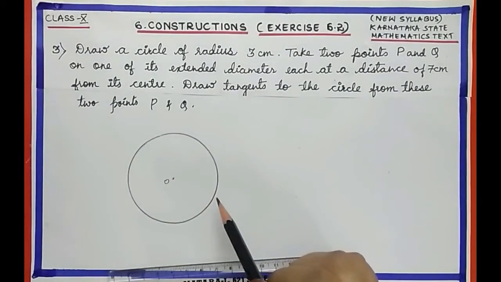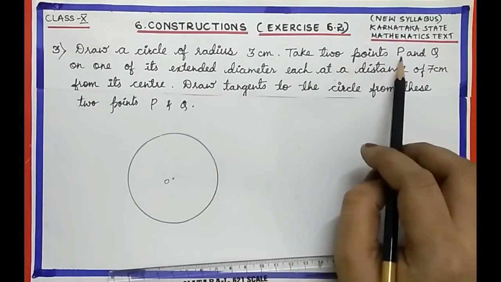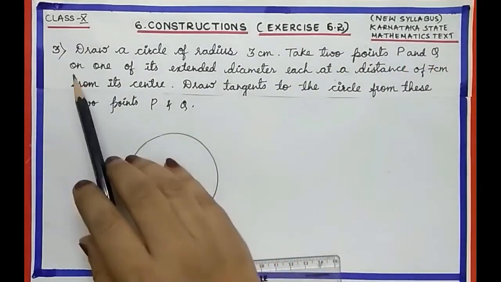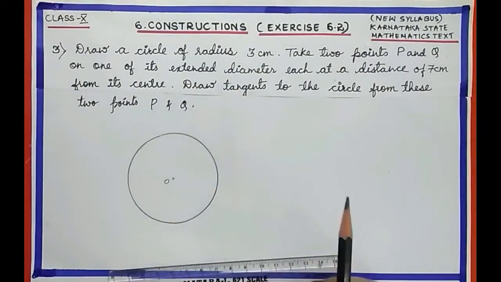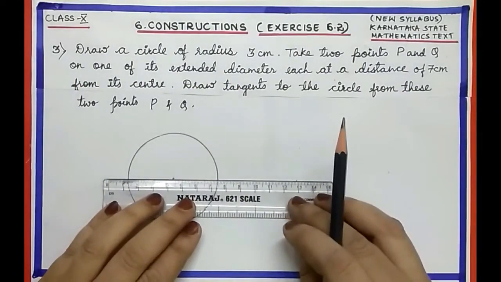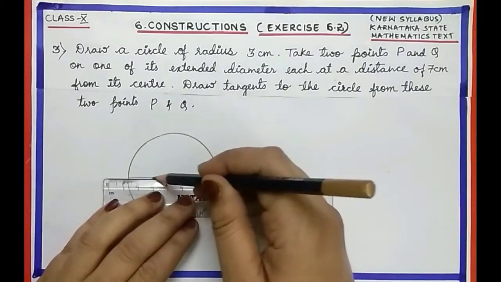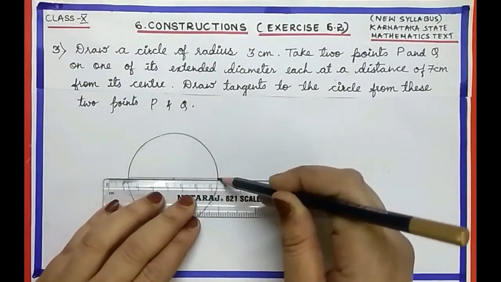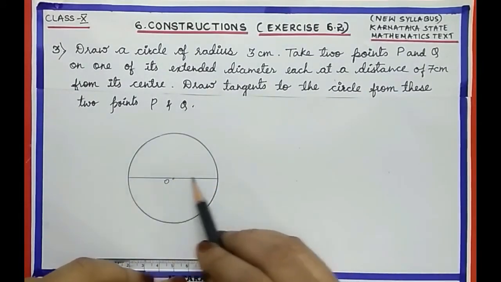So after drawing this circle, we have to take 2 points P and Q on one of its extended diameter. So let us draw the diameter first. So this is the diameter. This diameter is nothing but the chord which passes through the center of the circle.